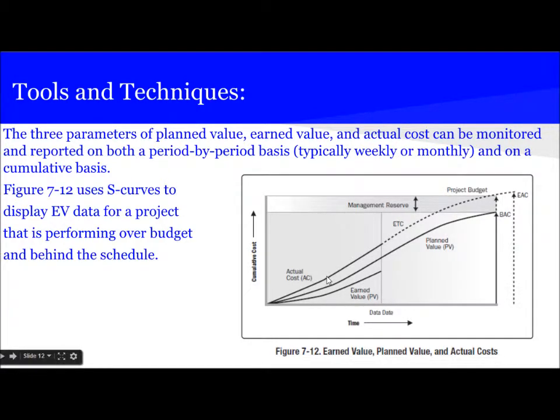Actual cost is more than the planned value. So we can say that this project is performing over budget. And here we can see that the project was supposed to complete here, but it is still going to end. Estimate at completion gives the actual end date. So we can say that the project is behind the schedule.